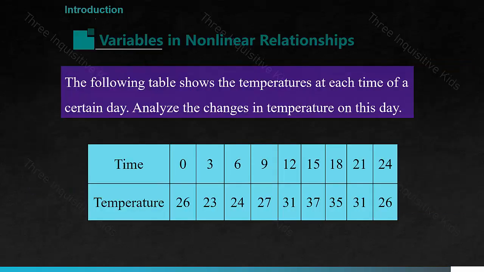The following table shows the temperatures at each time of a certain day. I want you to analyze the changes in temperature on this certain day. We're going to say that this is the 0th hour, let's say 12 a.m. The temperature is 26 degrees. We don't know if we're talking about Fahrenheit or Celsius. And in the 3rd hour, let's say 3 a.m., the temperature is 23 degrees. And then so on.